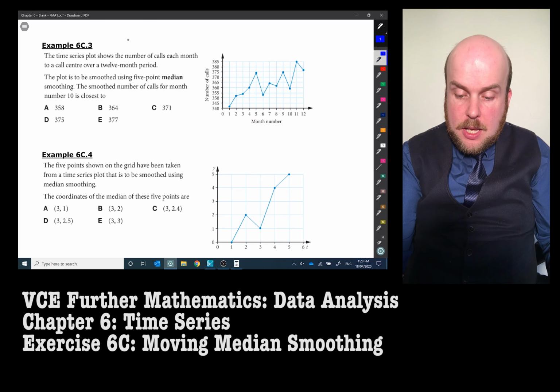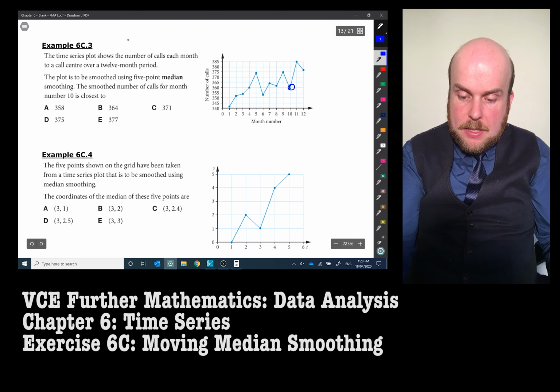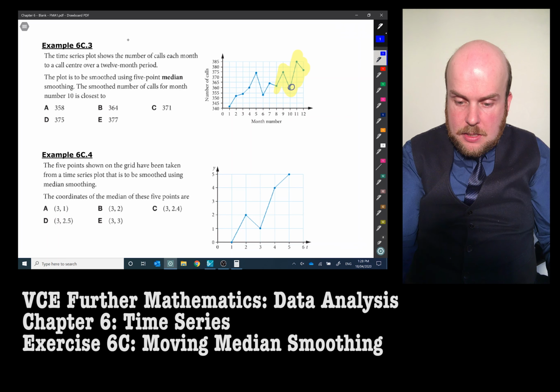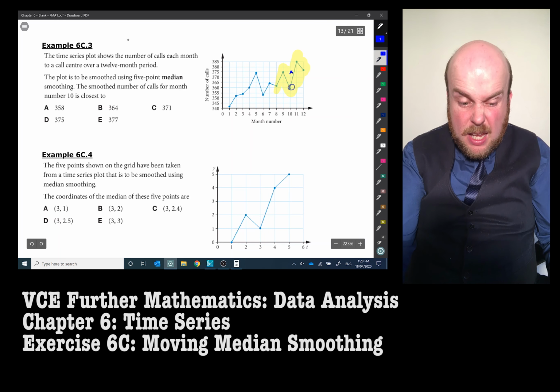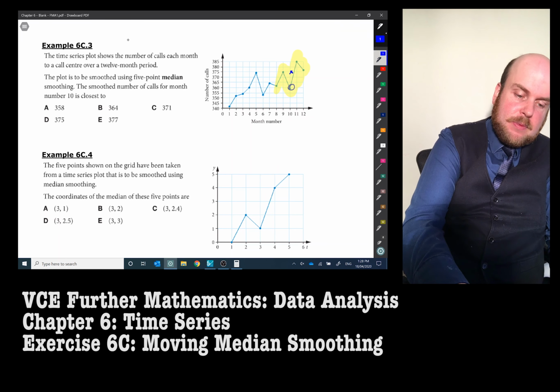So we're month number 10, there it is. The 5 months, so let's highlight this 1, 2, 3, 4, 5. What's the middle height between those? So it's going to be this height there, I reckon. That'll be that one there, which should be at 375. Done. Boom.